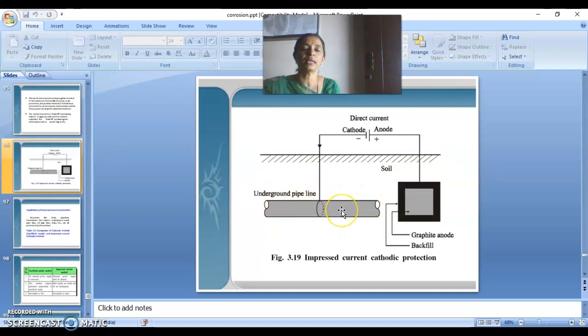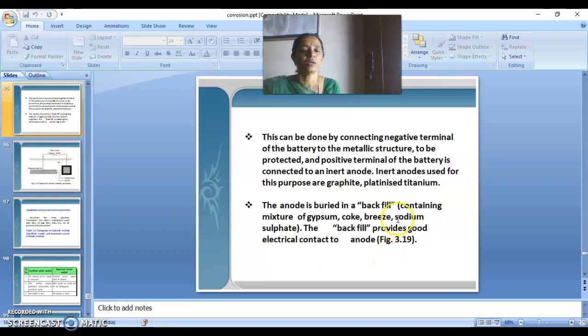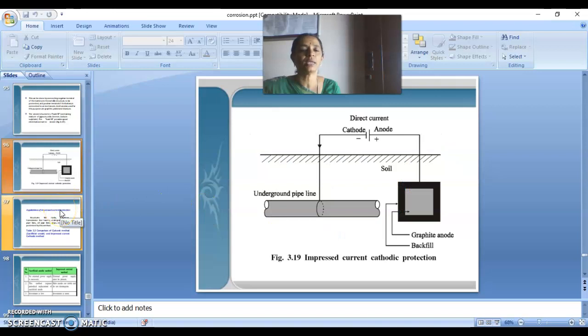See, this is an underground pipeline. This structure is going to be protected by the cathodic current method. So the metallic structure is connected with the cathode terminal. The anode terminal is usually an inert anode, here chosen as graphite. That graphite anode is buried in a backfill. The backfill is a mixture of gypsum, coke, grease and sodium sulfate. So why is this backfill attached here? To get good electrical contact.